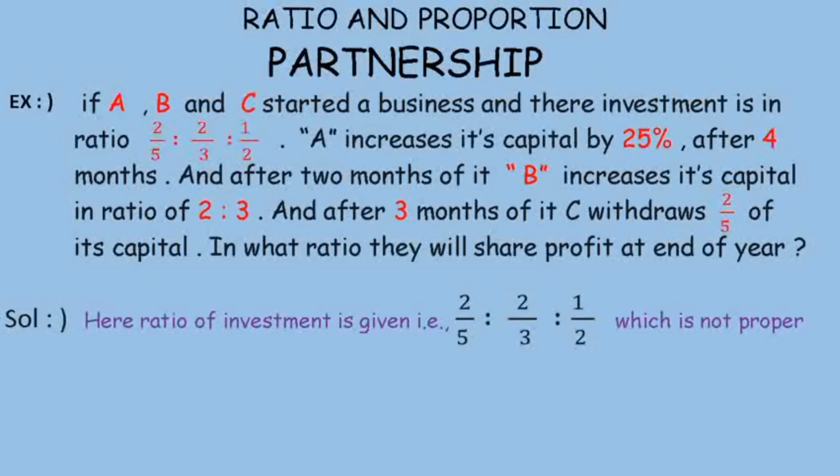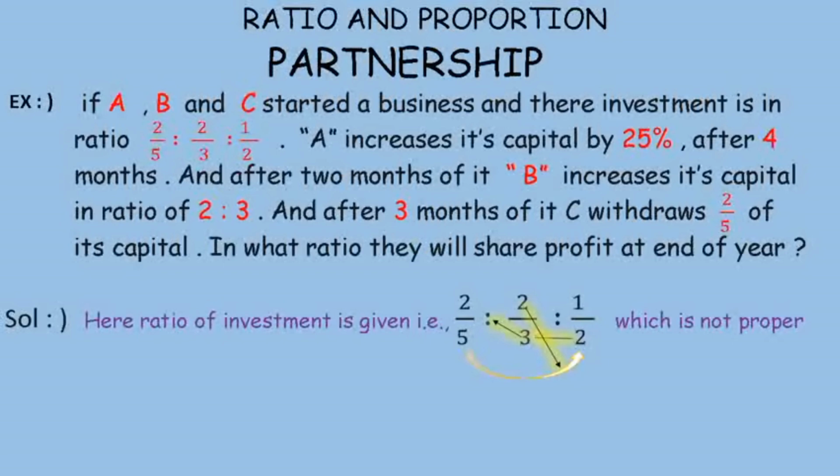To find ratio for A, multiply denominator of B and C and multiply it in numerator of A. So 3 into 2 is 6 and 6 2s are 12. Similarly, for finding ratio of B, multiply denominator of B, denominator of A and C and multiply numerator of B. So 5 2s are 10 and 10 2s are 20. This will be ratio for B.